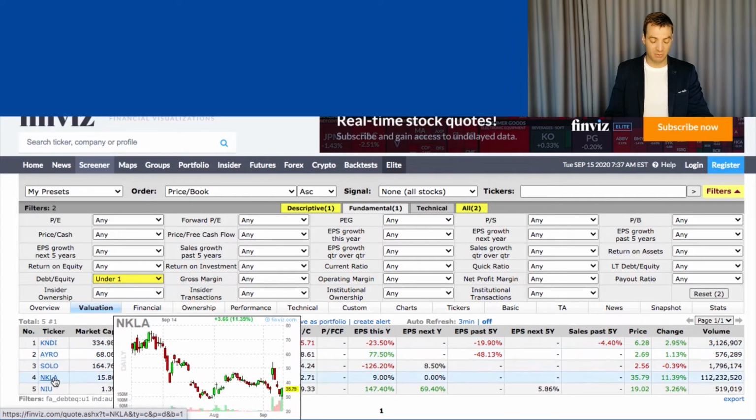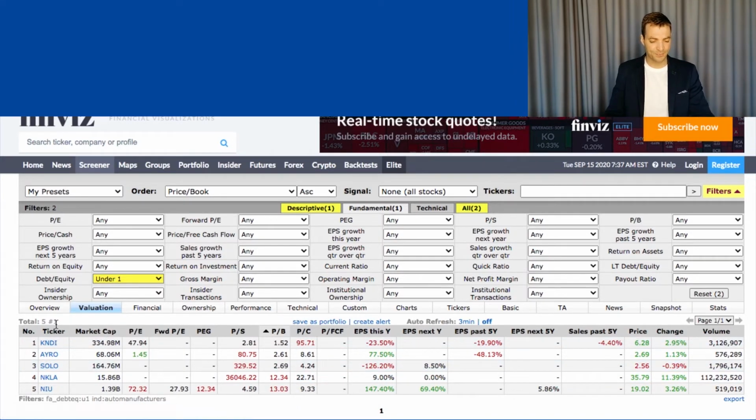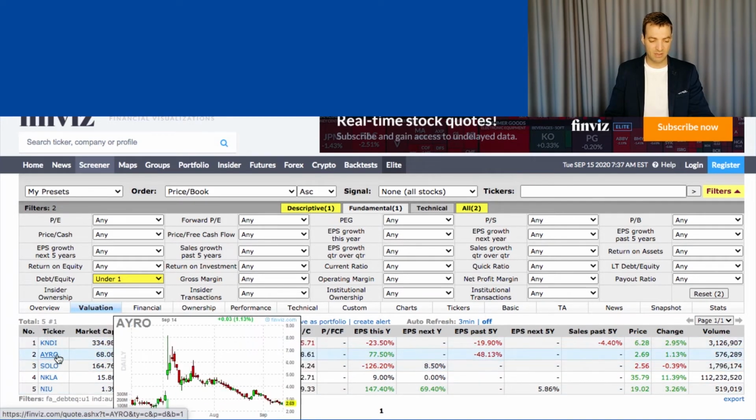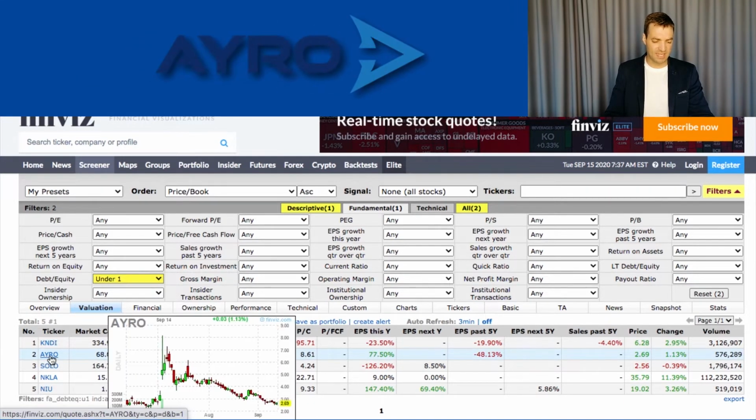Now, I'm not familiar with really any of these companies. Nikola comes up a lot in the news, but I'm not comfortable with that company really. These are the companies that have a low debt to equity ratio, but none of them were strong in the price to book and the PE ratios, except for this guy here, this AYRO. That keeps coming up, so maybe there's something there.